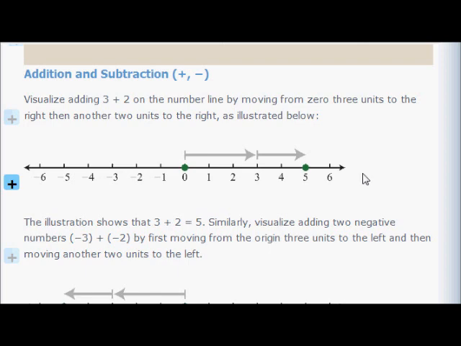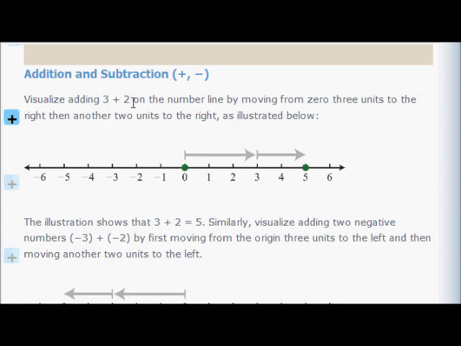Remember that moving to the right makes something more positive or less negative. If you happen to be on this side and you move to the right, you're becoming less negative. Once you pass zero, you're becoming more and more positive. And going the opposite way, if you're on this side and you move to the left, you're becoming more negative. If you're on this side and you're moving to the left, you're becoming less and less positive till you hit zero, and then you start becoming more and more negative.